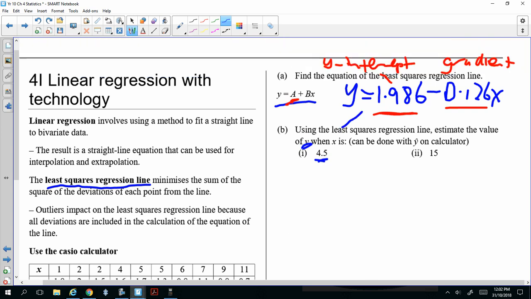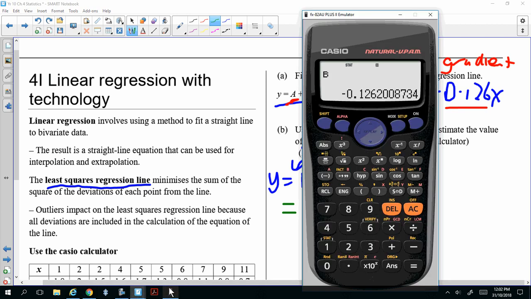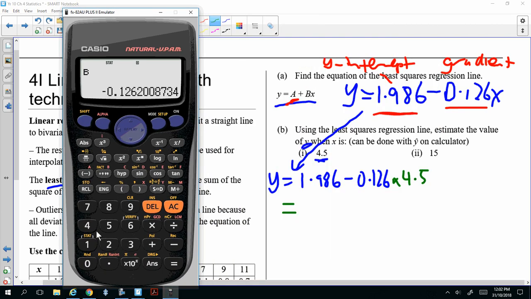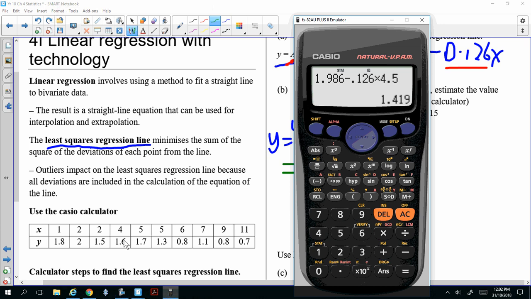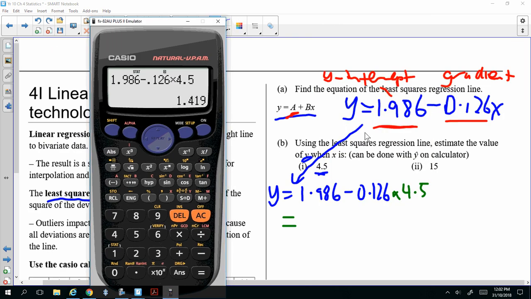Let's use the formula. Okay. So we do y equal to 1.986 minus 0.126 multiplied by 4.5. Okay, equal. And then use your calculator. So let's try that. So you get 1.986 minus 0.126 multiplied by 4.5 equal to 1.419. So the calculation, oh, not between, okay, doesn't matter. Okay, so we get 1.419.